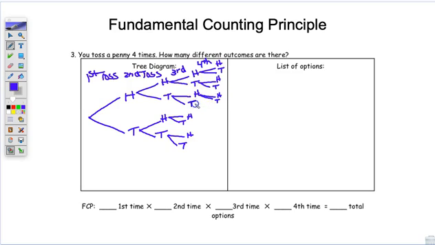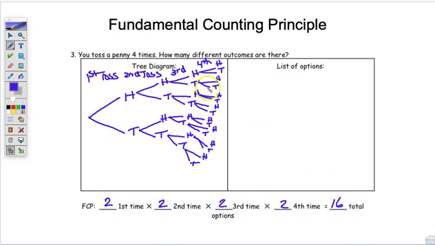If you're already thinking about what we're going to end up with, great. Let's see if you are correct. So when we're all done, if you counted them up, you should get your grand total, and it should be 16. Again, first toss, we have a head or a tail. Same for both the second, third, and fourth. 2 times 2 is 4, times another 2 is 8, times another 2 is 16.